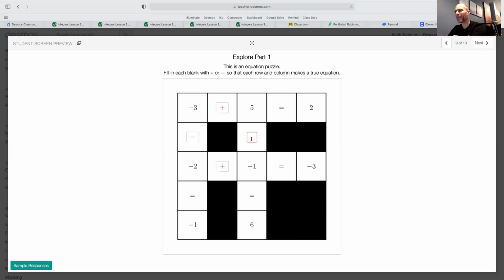5 blank negative 1 equals 6. Well, we don't want to add negative 1 because 5 plus negative 1 would be 4. We need to subtract negative 1 because that's like adding positive 1, and that gets us 6. So I think we're good.